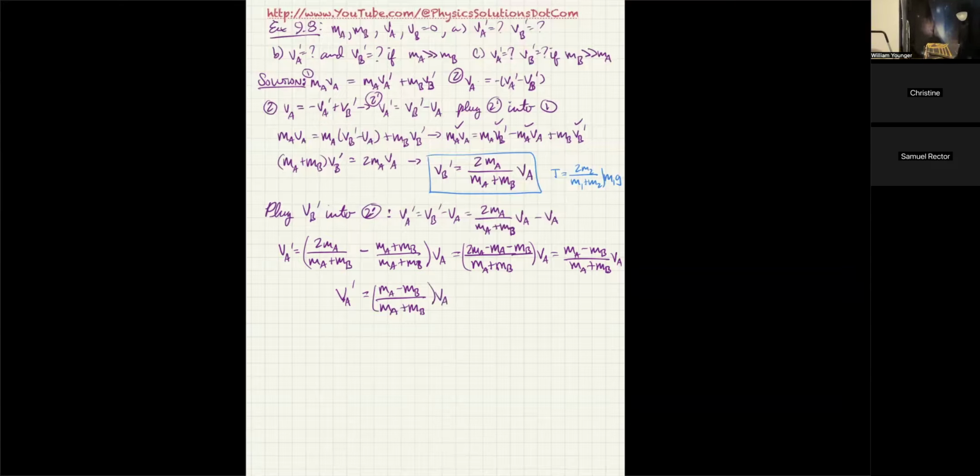And as I said, it looks like the Atwood machine. And the Atwood machine, we found that the acceleration was m2 minus m1 over m1 plus m2 times g. So you can see how it sort of looks like that. Anybody have any questions on that?